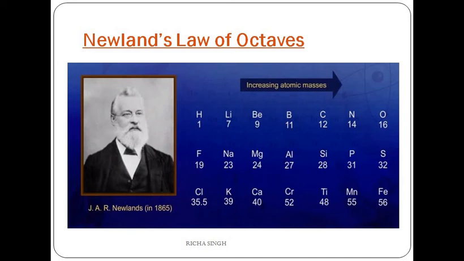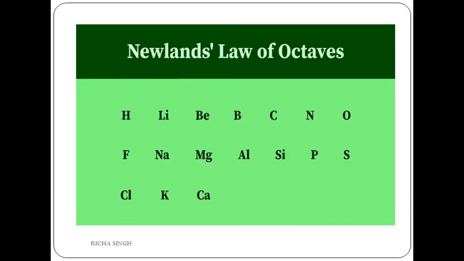For example, you can see here these elements are arranged in their increasing atomic masses. So hydrogen, fluorine, chlorine were showing similar properties. Same way lithium, sodium, potassium, and beryllium, magnesium, calcium. This was the order. They were showing the same properties. This was Newlands' law of octaves. Octaves means eight. So every eighth element was showing the same properties if all the elements were arranged in increasing atomic masses.